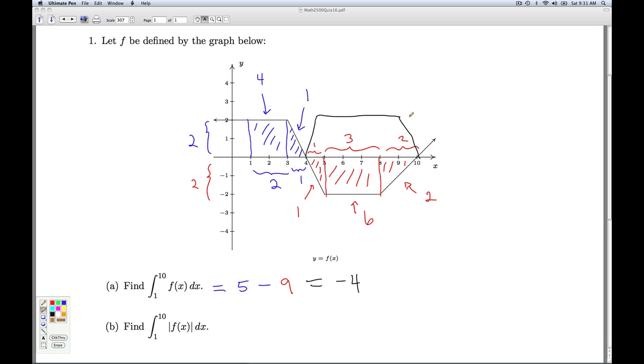Oops, I kind of missed it here at 8. Go over here. This would be the reflection of this graph across the x-axis. So in this case, the areas are just going to add up. I'd have the area of this object plus the area of that object. So that's going to be 5 plus 9, which gives me 14. That'll do it for quiz 16.